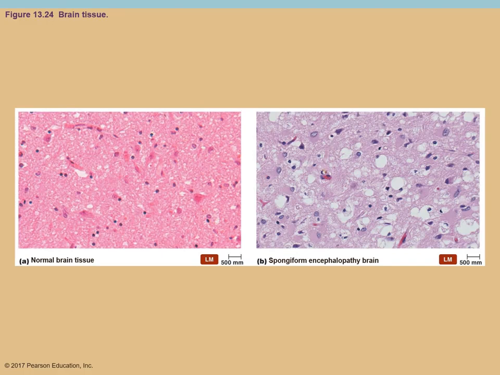Here is what normal brain tissue would look like. Notice how dense it is. Spongiform encephalopathy, excuse me, this wasting disease. Notice it gets its name spongiform because you have all these open cavities. It's destroying the cells in the brain.